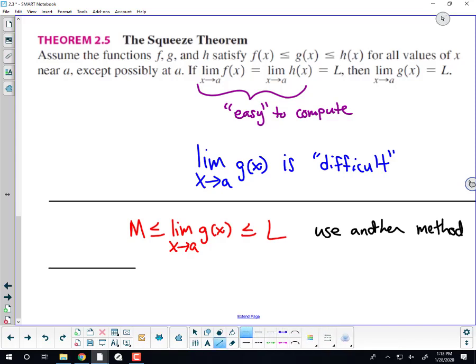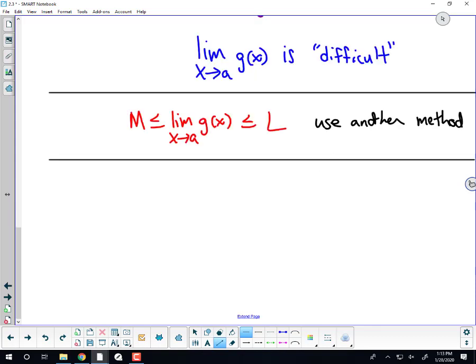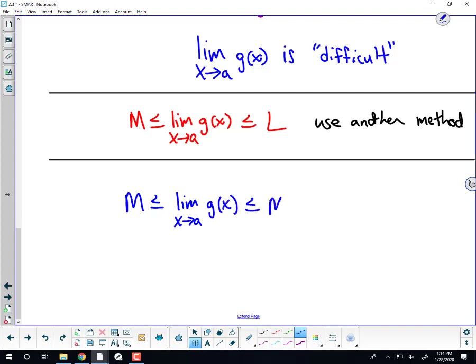In a situation like this, what we're looking for when we use this theorem is that these two numbers on the end are identical. And when we have that, we know what the limit in the middle is. If that's what we're looking for, that answers what that limit is. So we would know here that the limit as x approaches a of g of x is also equal to m. So that's the situation we're concerned with.